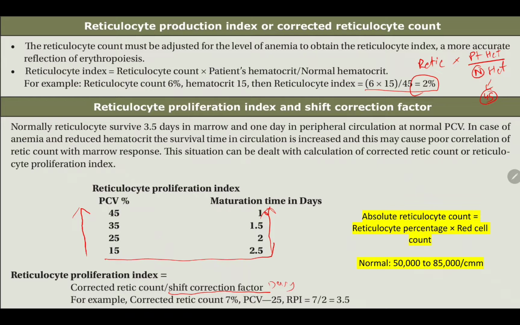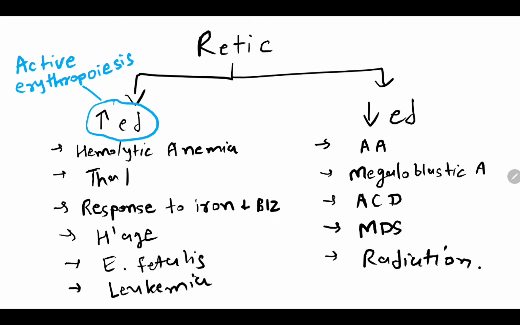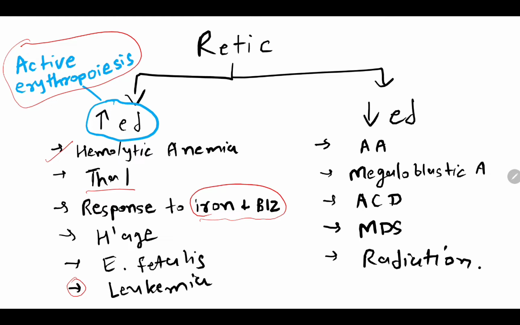And now the absolute reticulocyte count is the reticulocyte percentage multiplied by the red cell count. The normal range is around 50,000 to 85,000 per cubic mm. Now, as I have already mentioned, an increase in retics is suggestive of active erythropoiesis. So it can be increased in cases of hemolytic anemia, thalassemia, response to iron or B12, any type of hemorrhage, erythroblastosis fetalis, and leukemia. While the retic count is decreased in aplastic anemia, megaloblastic anemia, anemia of chronic disease, myelodysplastic syndrome, and radiation.